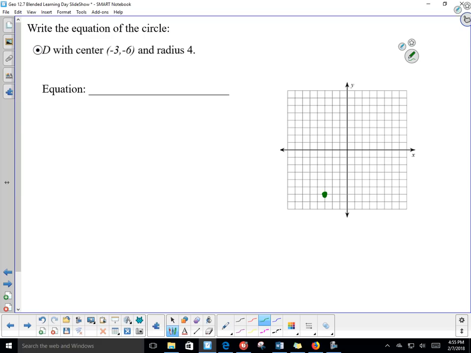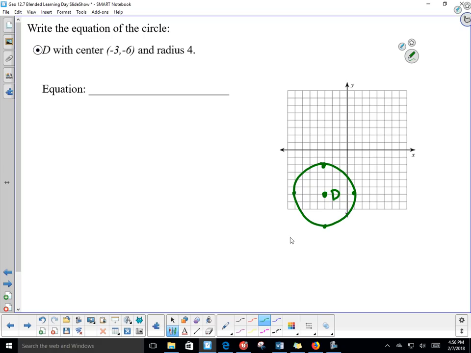So here's my center. I'll call it D because they called it circle D, so that means the center is D. And I have a radius of 4, which means I want to go up 4, 1, 2, 3, 4, and over 4, 1, 2, 3, 4. Down 4, I'm going to be a little bit off the grid, 1, 2, 3, 4 to the right. So basically, the graph of this circle would look something like this. And we're trying to find the equation of that circle.